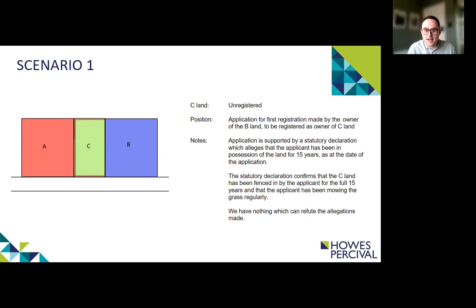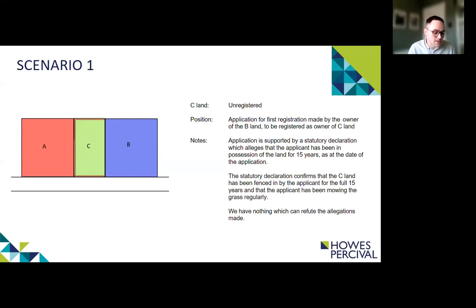They've sent in a statutory declaration which alleges that they've been in possession of the land for 15 years as at the date of their application. And their statutory declaration confirms that the green land, the sea land, has been fenced off by them for the full 15 years, and that they've regularly been mowing the grass. So we check our records, and there's nothing there that we can use easily to refute those allegations.